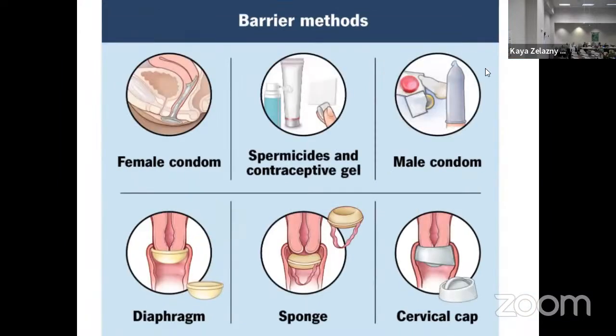Next, we have barrier methods. Barrier methods are physically putting a block between the sperm and the egg cell. That would include condoms of various types, as well as things that block the cervix, like diaphragms, sponges, or cervical caps. These are different ways you can block the sperm from traveling out the penis and into the cervix, ultimately into the uterus, up into the uterine tube.